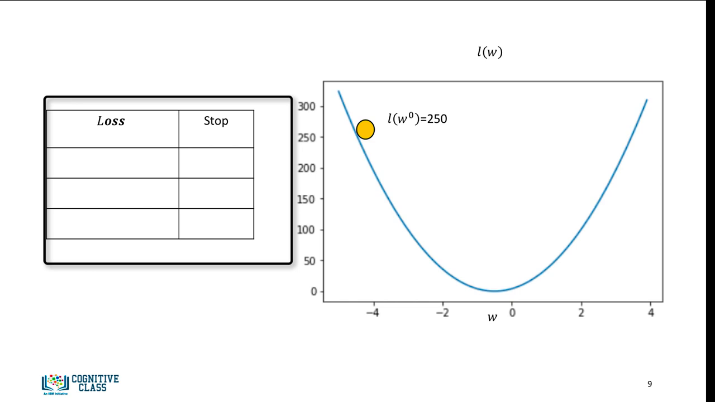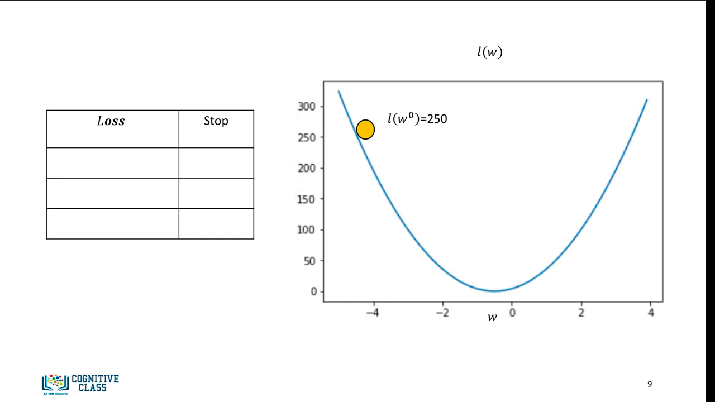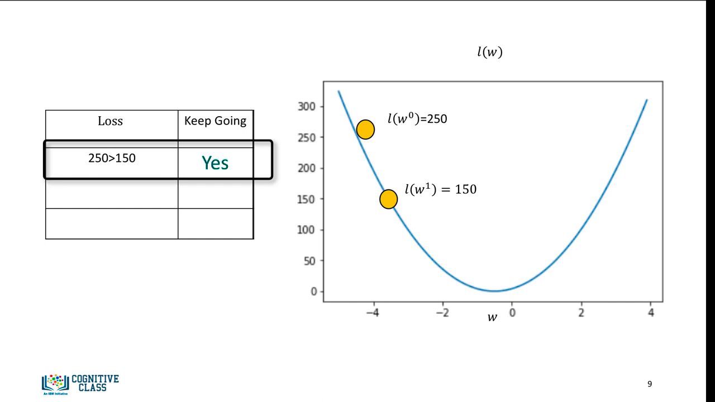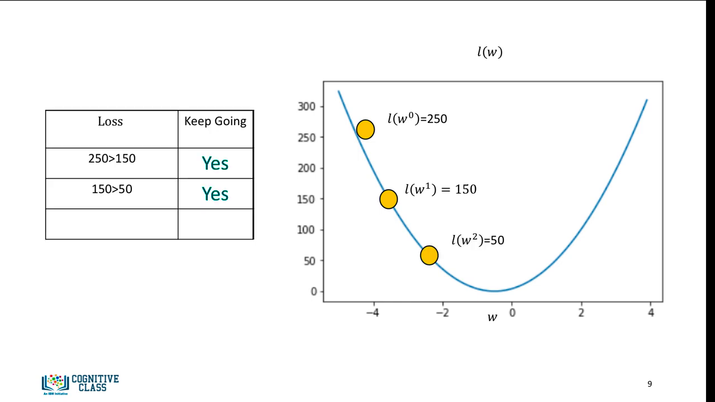Let's compare the loss values in the following table. For the initial value, our loss is 250. We calculate the first iteration, and the value of our loss is 150. Comparing 150 to 250, we see it is smaller. As a result, we keep going. We calculate the second iteration. The value for our loss is 50. Comparing the value of 50 to the value obtained from our first iteration, the value is smaller, so we keep on going.